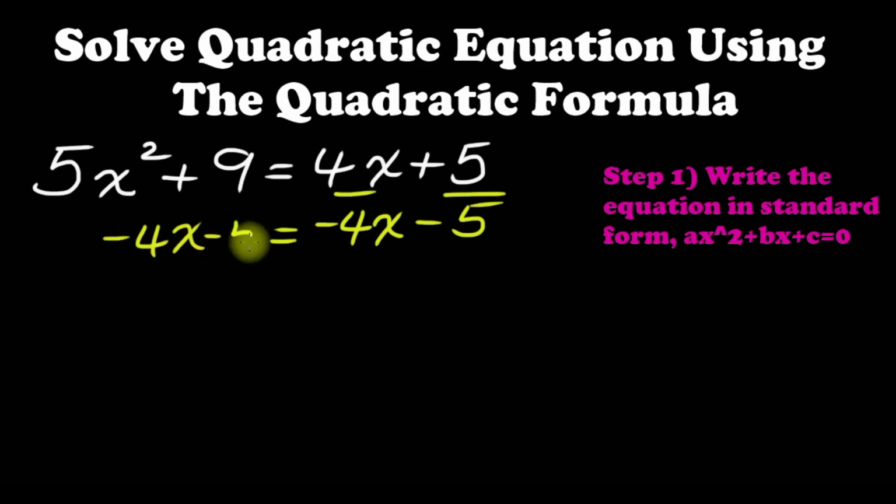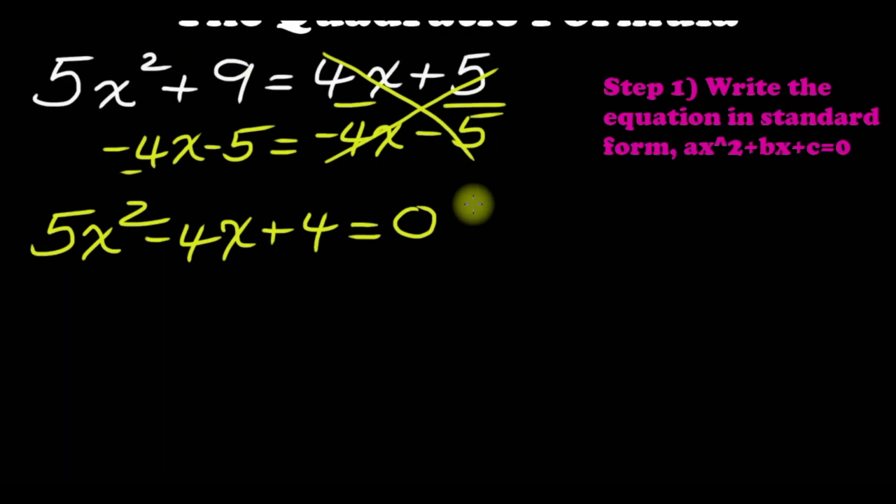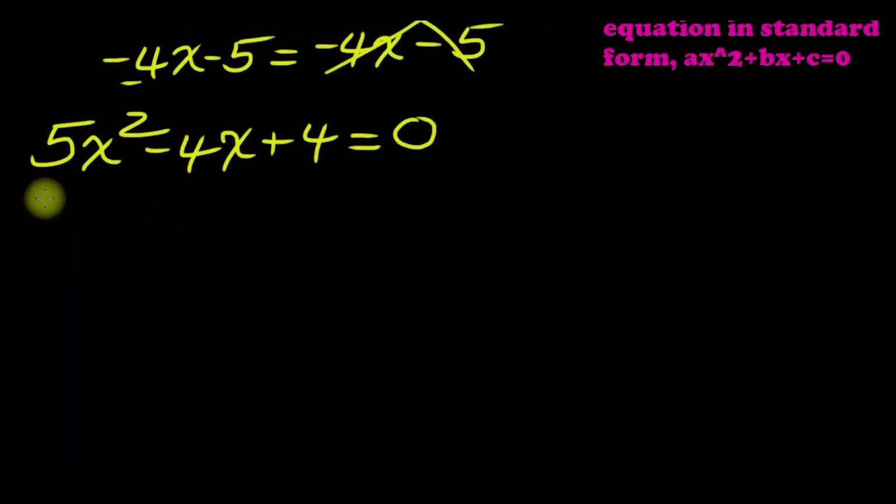So minus 4x minus 5. Here I have 5x squared. Bring down the 5x squared, and then the negative 4x. And then your constant, 9 minus 5, is going to give you positive 4. And then this whole thing is going to add up to 0. So that's the first thing you have to do, get it in standard form. So step 1 is done.